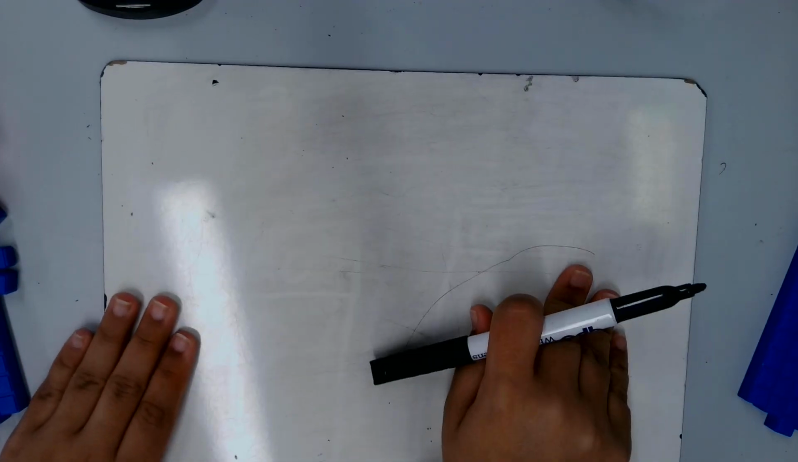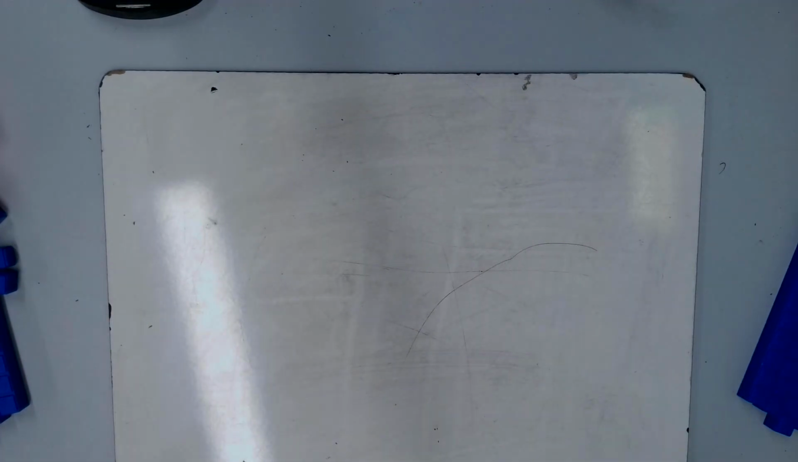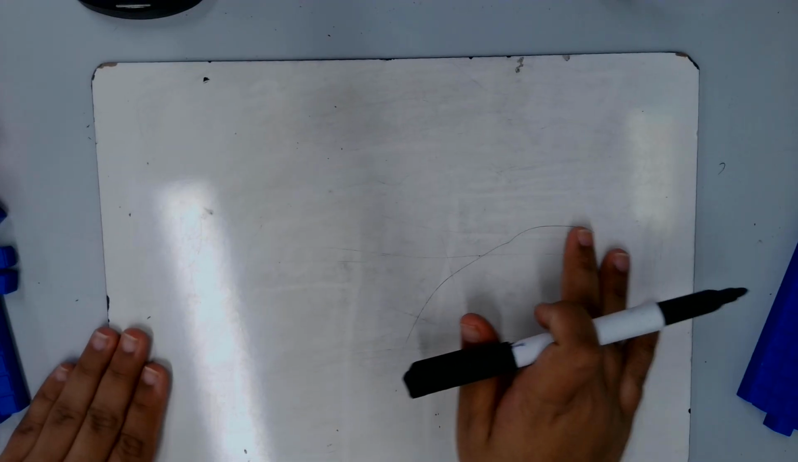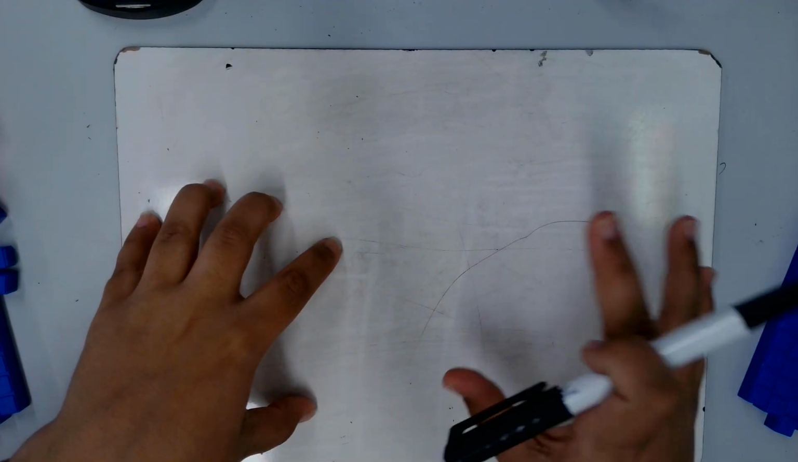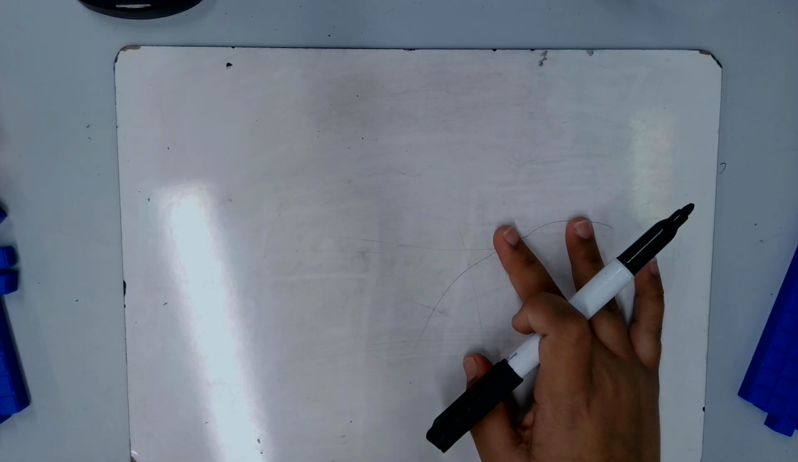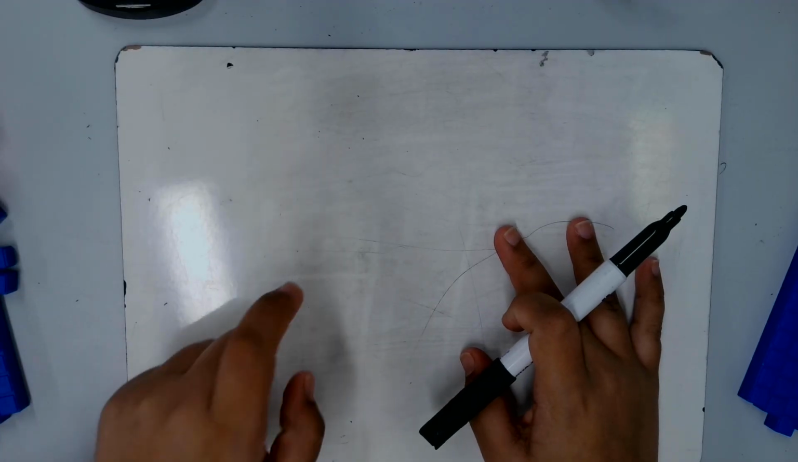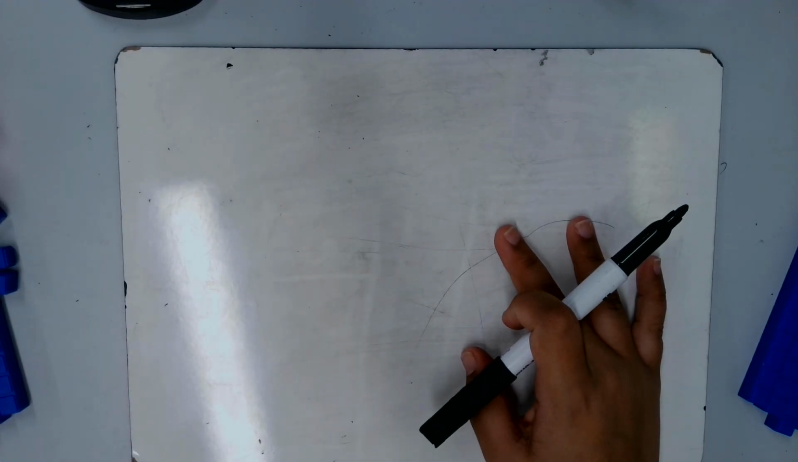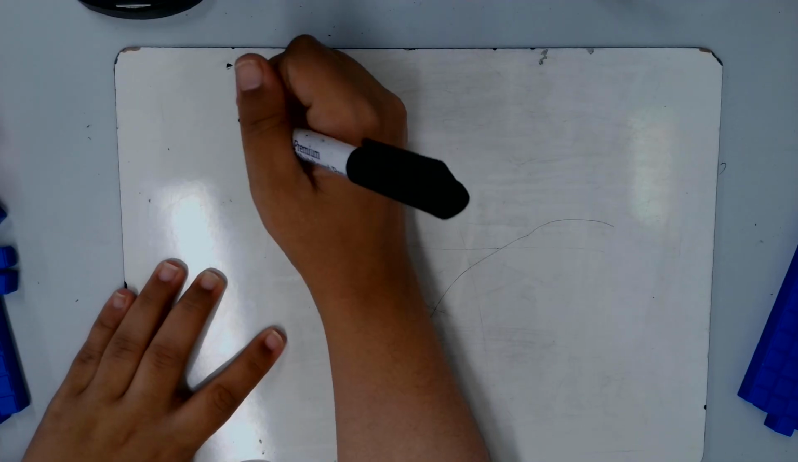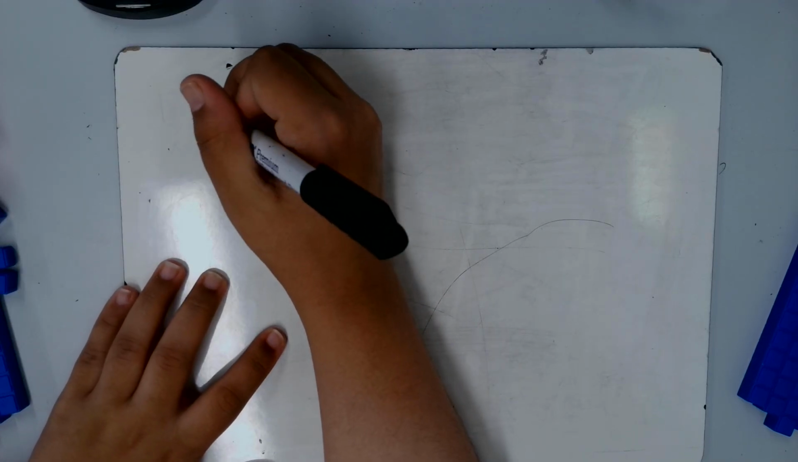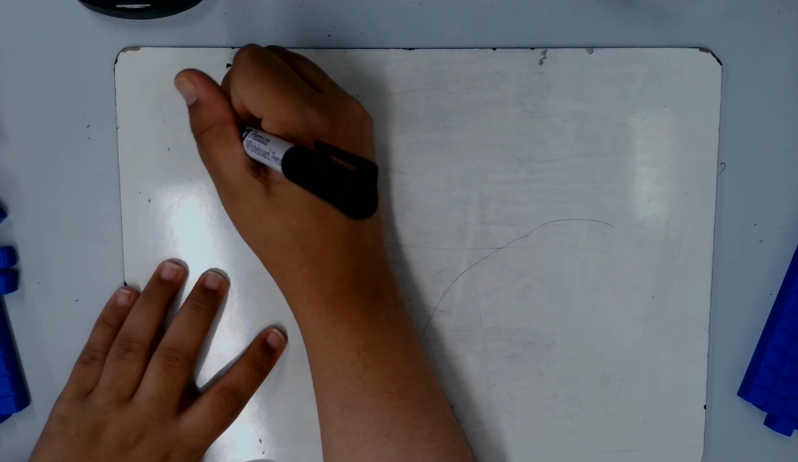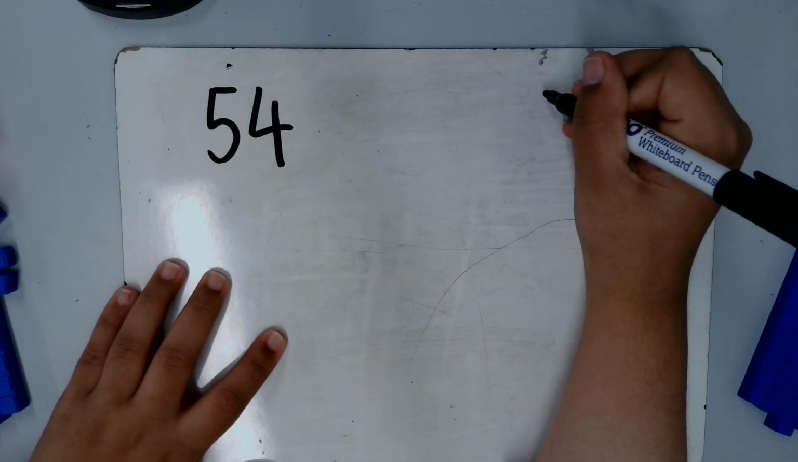I'm going to give you one more to try, and then you can post your answers to Seesaw. I'd really love to see you drawing out your tens and ones for each one, and actually writing a sentence saying which is greater, less than, or equal to, and why. I'm going to give you the numbers 54 and 33.